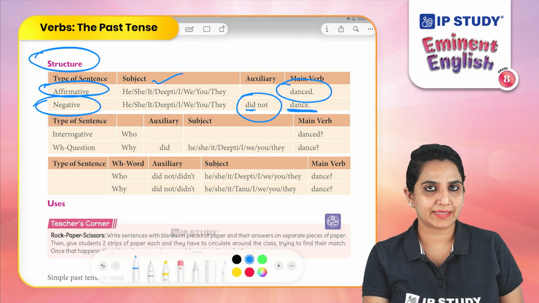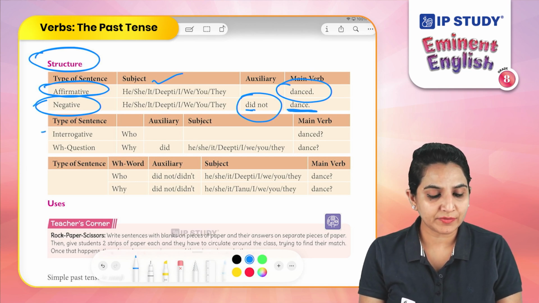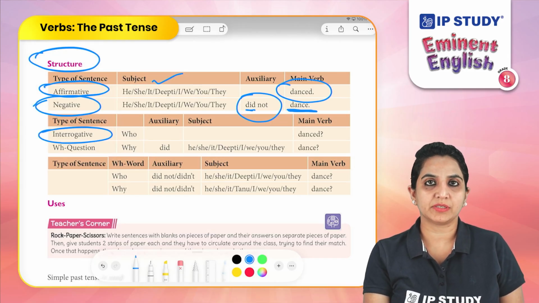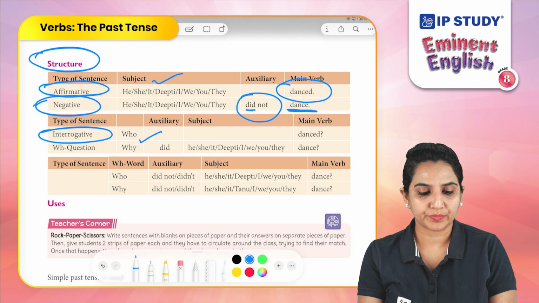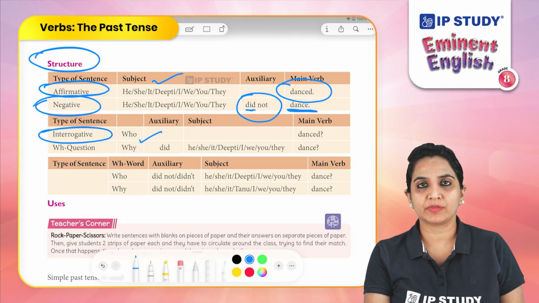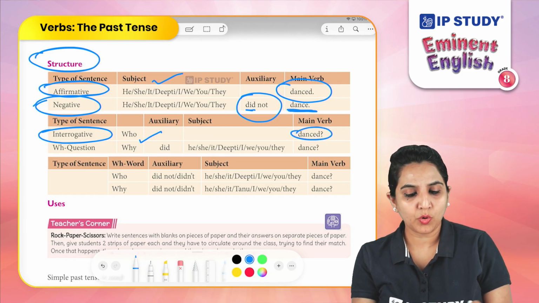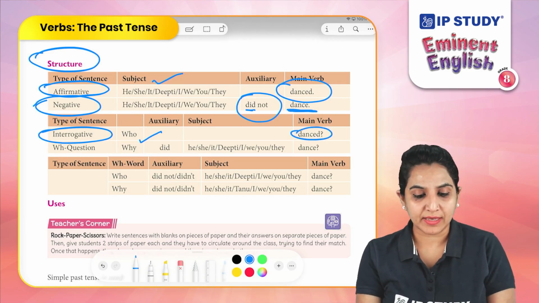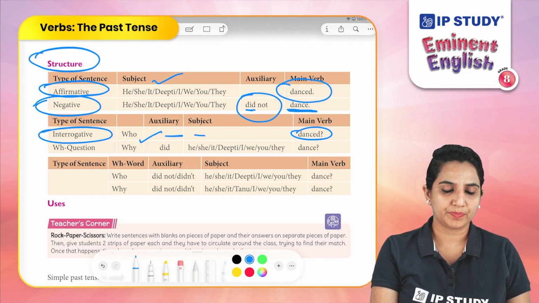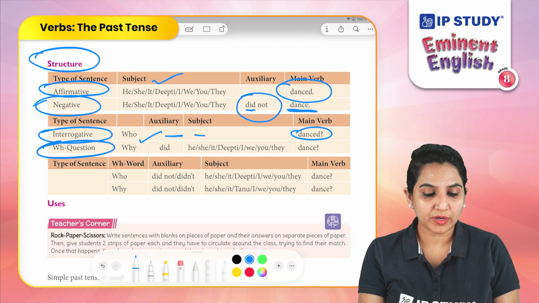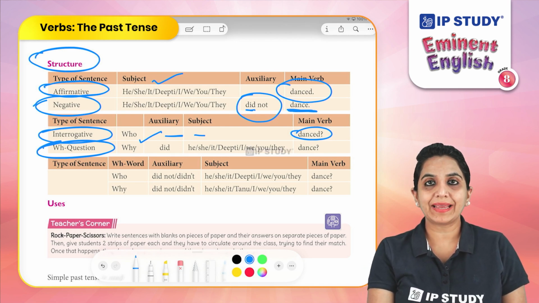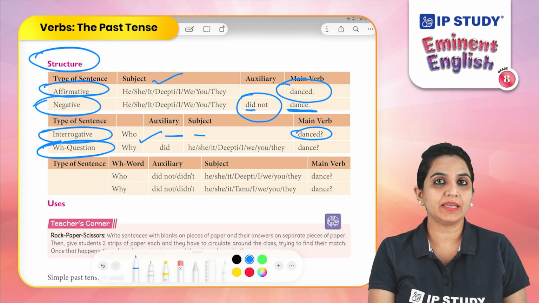Deepti did not dance. Now, interrogative sentences with the question word who. With the question who, we use the past form of the main verb: who danced? In this, we do not use the subject name or any auxiliary verb. In wh- questions such as why did she dance? Why did he dance? Why did Deepti dance?